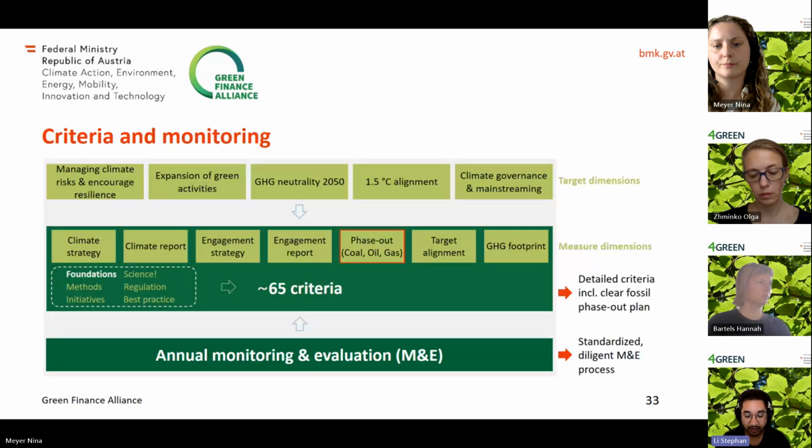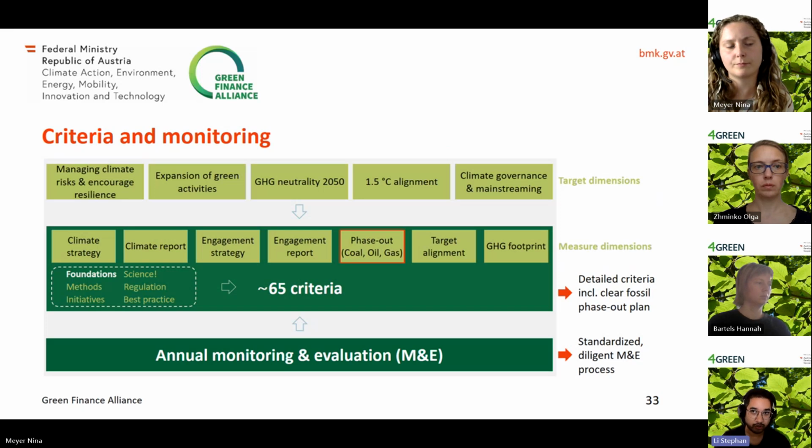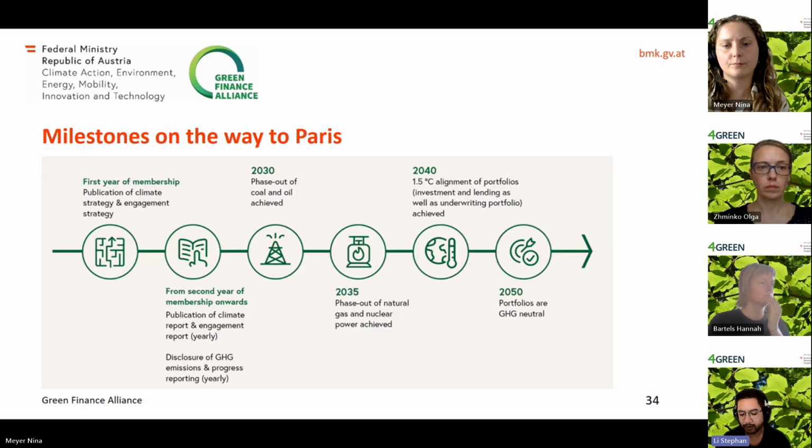So let's go to another key strength of the Green Finance Alliance, and these are our criteria. Overall, there's around 65 very detailed criteria, and again, these criteria are really so detailed that members really should know in a clear and very understandable way what they need to do as a next step, and what they can look forward to in the next few years to implement. And one of the most important parts that really distinguishes us from other initiatives is the clear fossil fuel phase-out plan, which in the next few slides is also shown quite nicely.